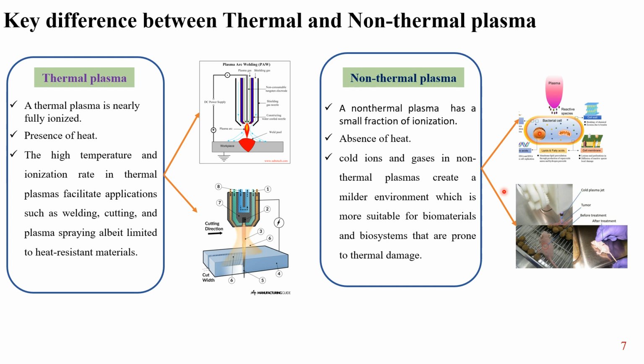And then coming to the non-thermal plasma, here non-thermal plasma has a small fraction of ionization, and the heat is very less, and the cold is the same as the non-thermal ion. Gases in non-thermal plasma create a milder environment which is more suitable for biomaterials and biosystems that are prone to thermal damage. So these are a few applications of non-thermal plasma, and these are a few applications of thermal plasma.